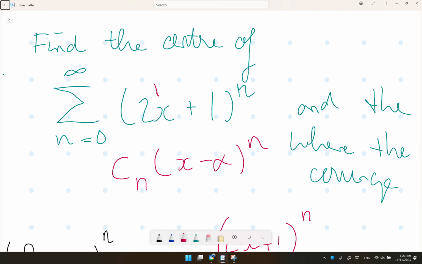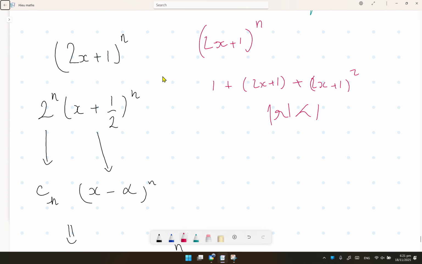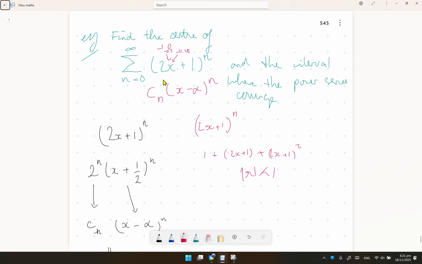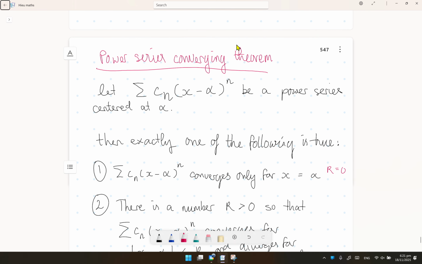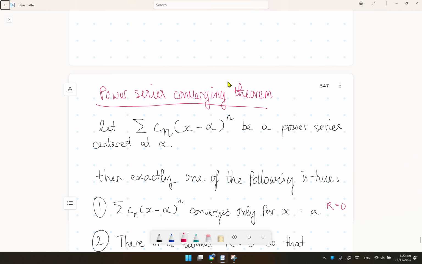You could put minus 1, you could put 0, you could put minus 0.5, you could put minus 0.25. As long as it's between that range, you put it into x, this whole series is convergent. And that's the kind of idea that we're working with when we're working with a power series with an x term inside it. So now we have the power series convergence theorem.